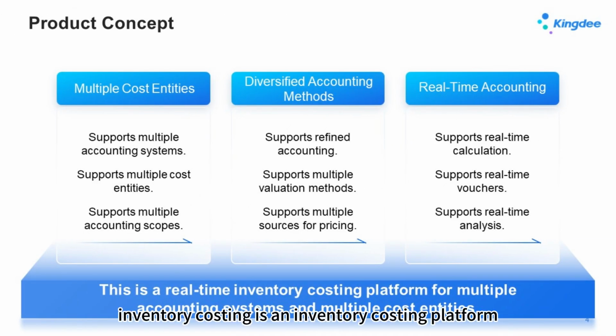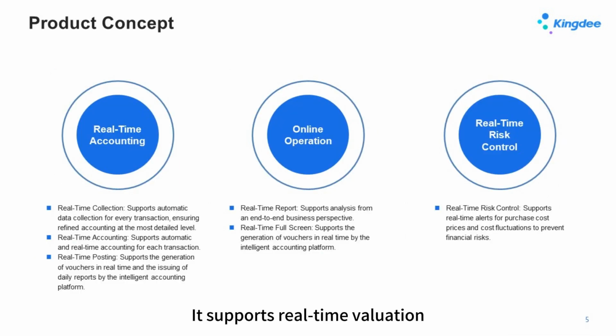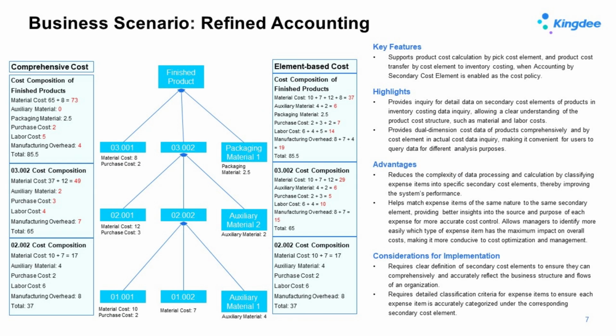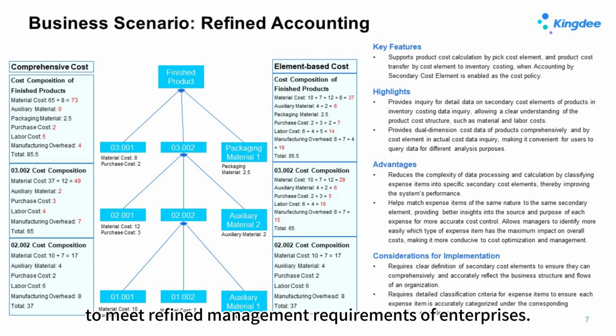Inventory costing is an inventory costing platform that supports multiple accounting systems and cost entities, allows real-time calculation, and offers diversified accounting methods. It supports real-time valuation, real-time accounting, and real-time posting. It supports accounting by secondary element to meet refined management requirements of enterprises.